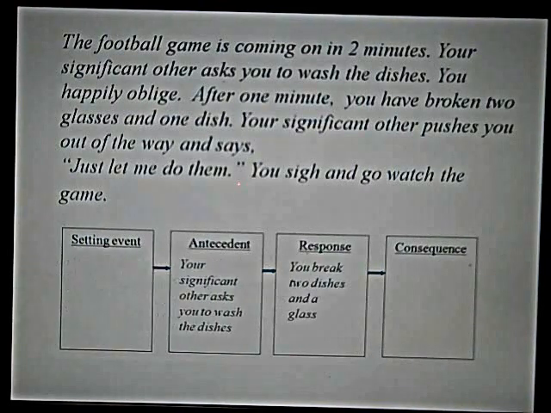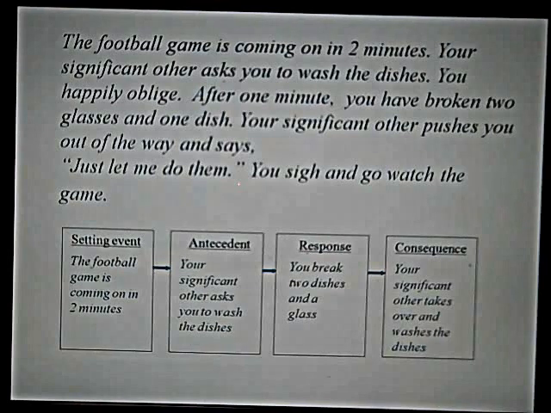As you plug the scenario into the boxes, the setting of the event, the football game is coming on in 2 minutes. That's the setting. What sets everything in motion? Your significant other asks you to wash the dishes. Your response or behavior, you break 2 dishes and a glass. The consequence, your significant other takes over and washes the dishes themselves.